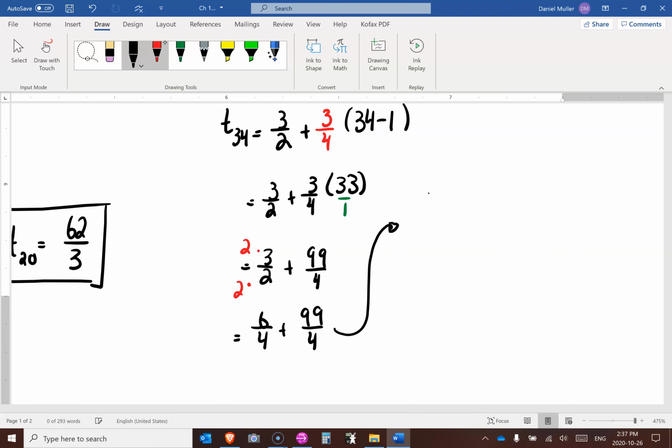Which, what does that equal? So T34 is 105 over 4. And that won't be able to be reduced, I think, because 100 can be reduced, 104 can, but not 105.